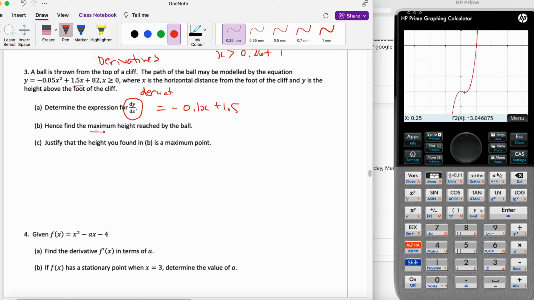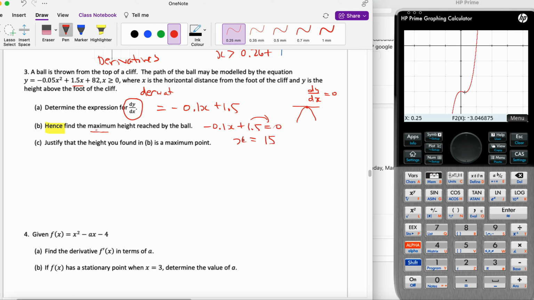Hence, find the maximum. Again, hence is an important word, okay? It means you have to use your derivative. Again, on a maximum, remember this: on the maximum, the derivative will always be 0. So just take this and set it equal to 0. Take this over, divide. I'll let you do the algebra there. You should get x equal to 15.